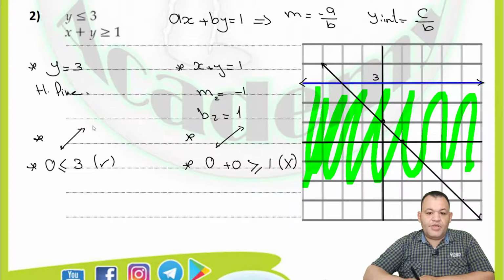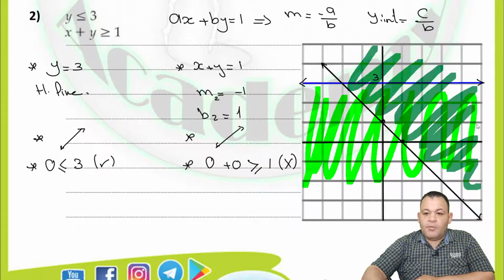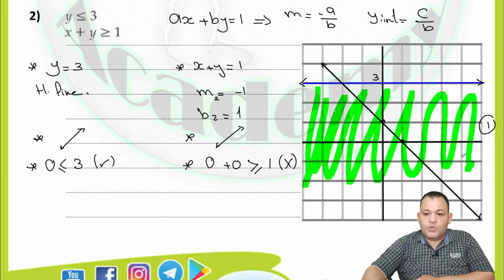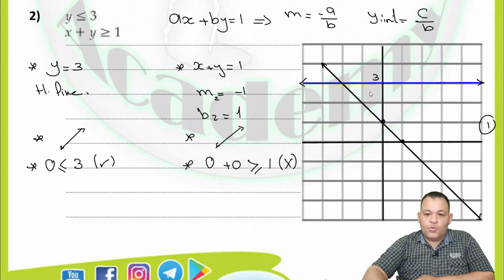Now, which part will be shaded? We said the shaded part is the part which doesn't contain the point (0, 0), so we'll shade above the line. You will find that the common shaded part is this region, region number 1. So the solution will be the common shaded part, which is this one.